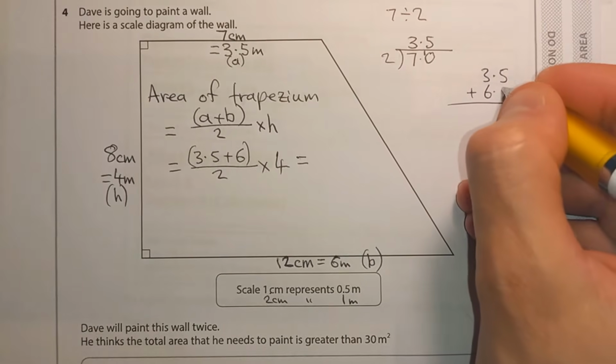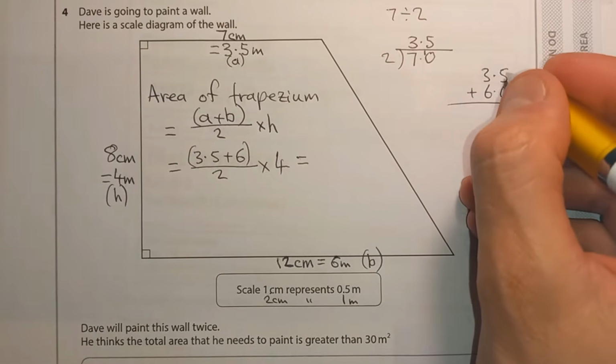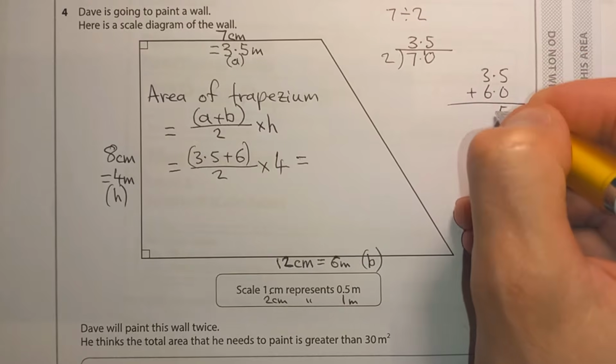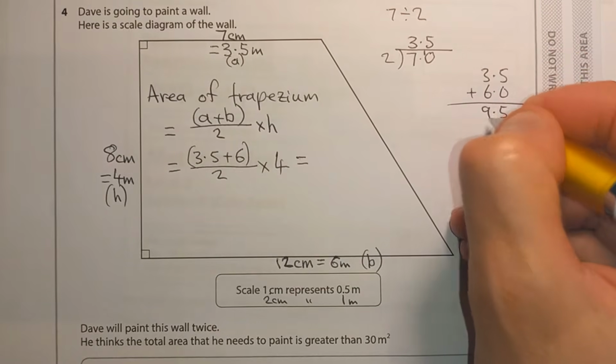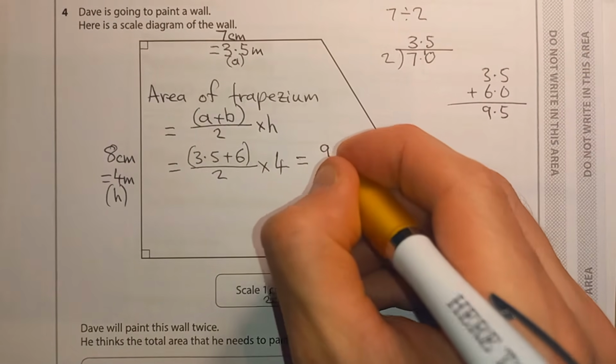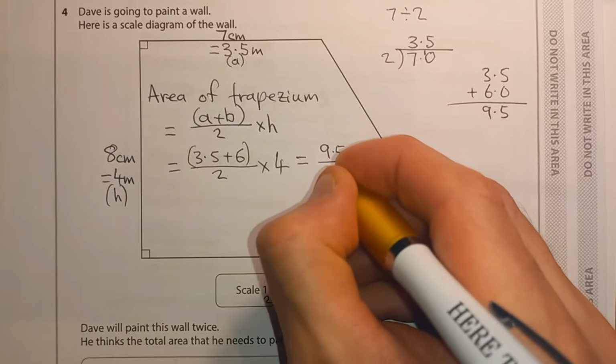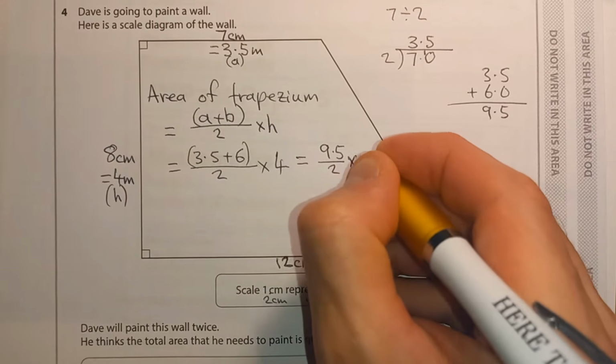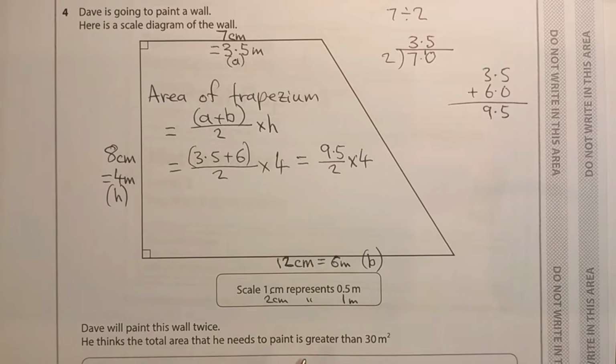Well, let's give us a point 0 so we've got something to add to. 5 plus 0 is 5. Decimal point. 3 plus 6 is 9. So we've got 9.5 divided by 2 times 4.